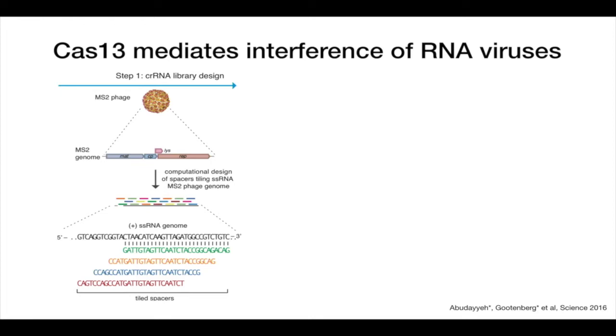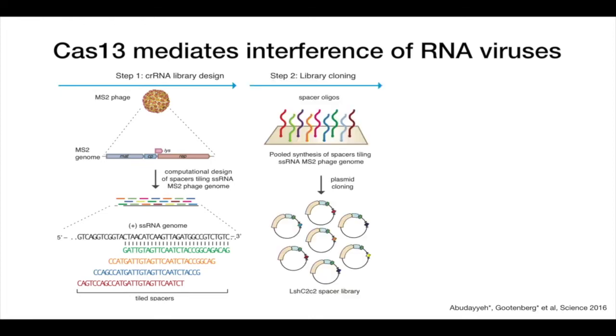So we can design guide sequences that cover from the beginning to the end of this entire virus genome. And so computationally, you can design all of these different guides, and then you can synthesize them very easily using DNA chip synthesis. So on a DNA chip, you can synthesize DNA oligos corresponding to every single one of these guide RNA sequences. So now we're ready to do the experiment.